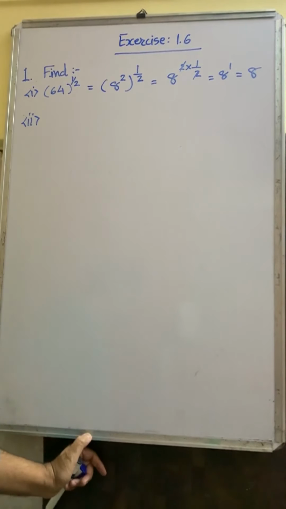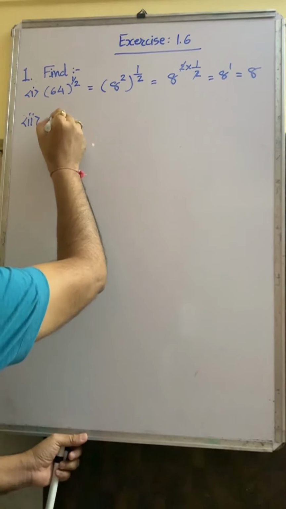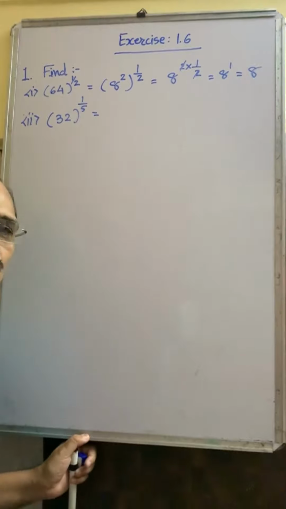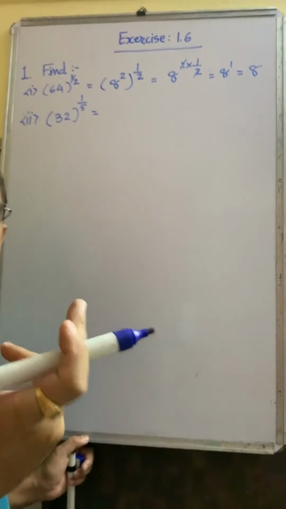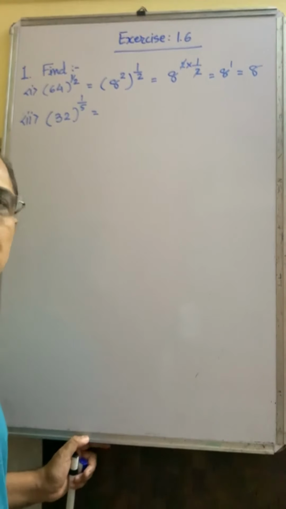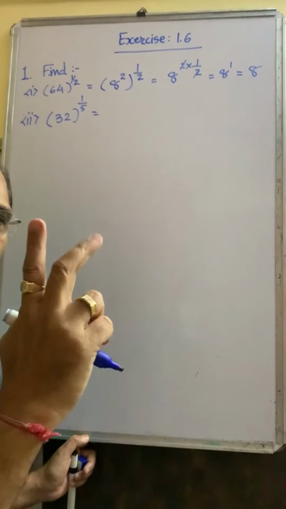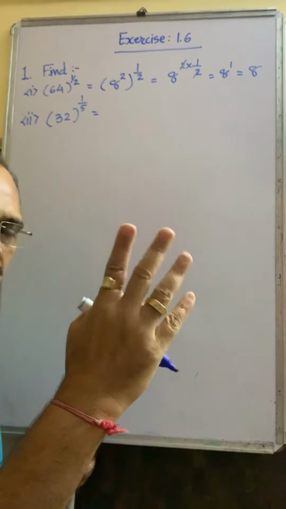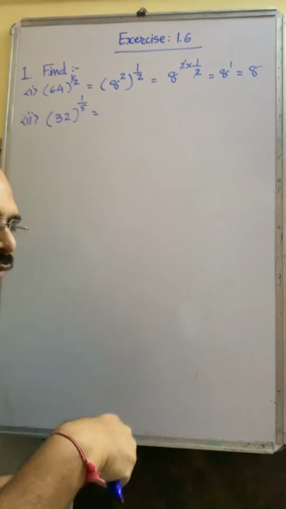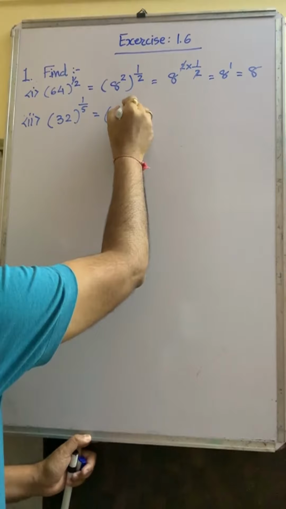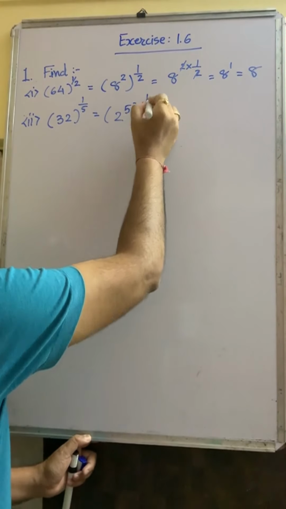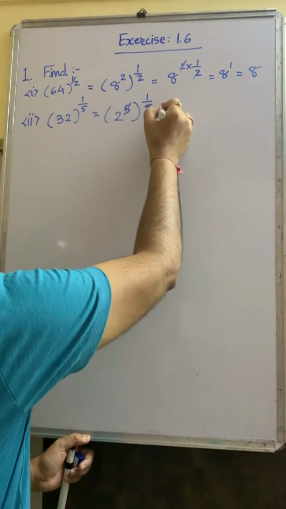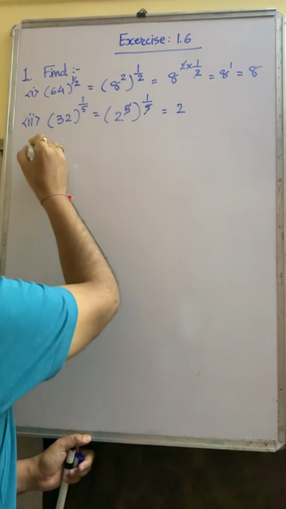32 raised to 1 upon 5. It means what? 32 is the 5 power of which term? 2. 2 2s are 4, 2 4s are 8, 2 8s are 16, 2 16s are 32. That means 2 raised to 5, the whole raised to 1 upon 5. Power of power means multiplication, then you can directly cancel. 2 raised to 1 means 2.